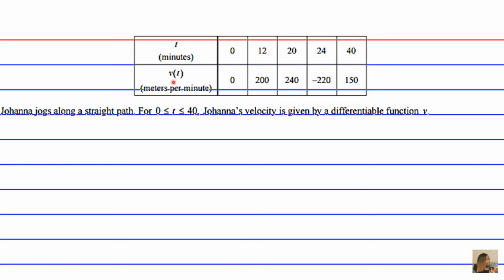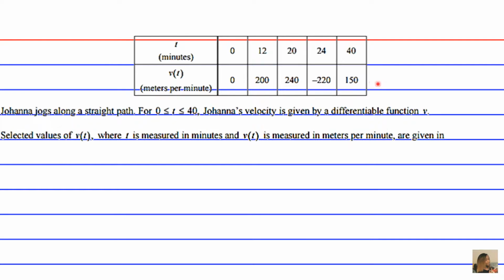Johanna's velocity, illustrated in the second row, is given by a differentiable function v. The function isn't written out, but the values are present in the table. Selected values of v of t seen here, where t is measured in minutes and v of t is measured in meters per minute, are given in the table above. Okay, so we established all that.